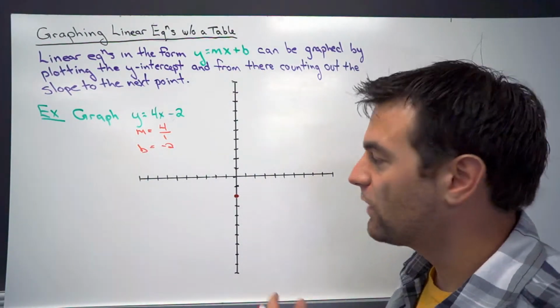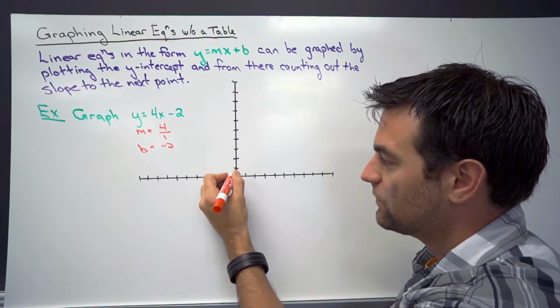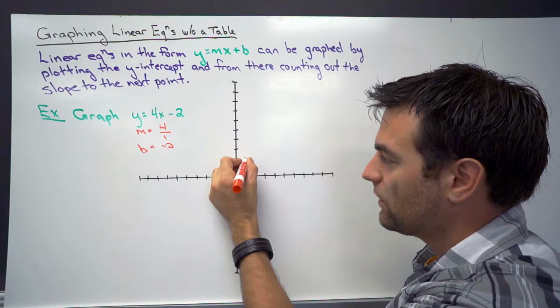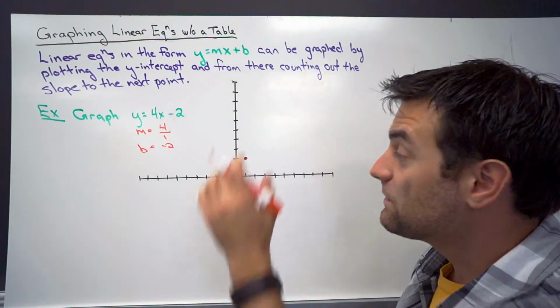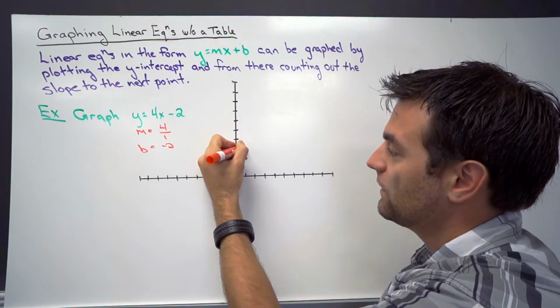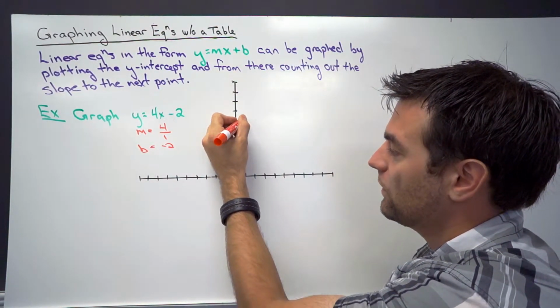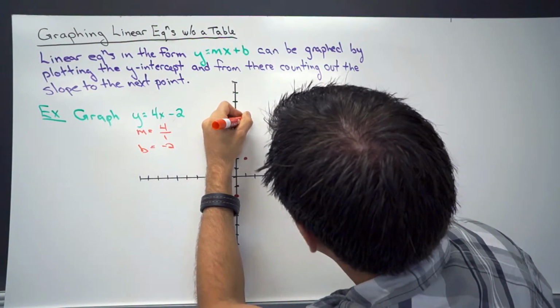And from that point, I count out the slope. So I go up 1, 2, 3, 4, and over 1. And that gives me another point on the graph. And I can keep counting out points from here. I can go up another point, up 1, 2, 3, 4, and over 1. And that'll put me about right here.